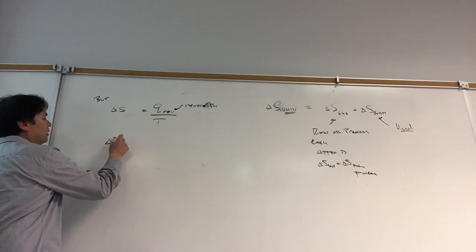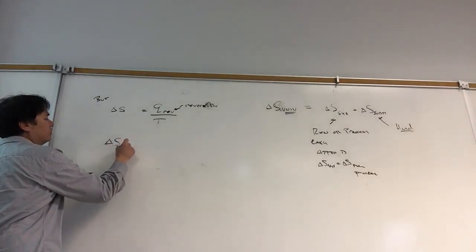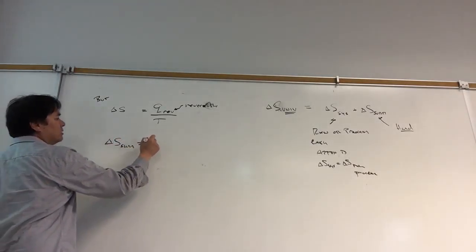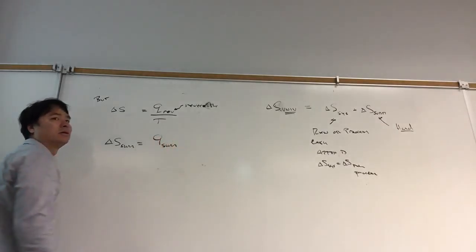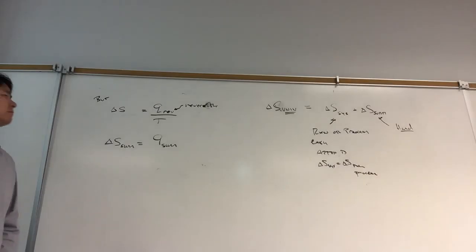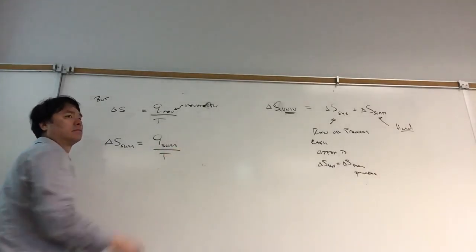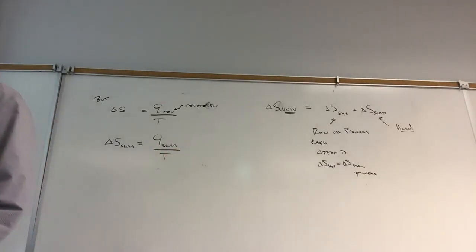And so if we're interested in delta S of the surroundings, delta S of the surroundings is just equal to Q of the surroundings over T. I'm going to get rid of the reversible and just call it Q of the surroundings. And so if heat is absorbed or lost by the surroundings, where does it go?